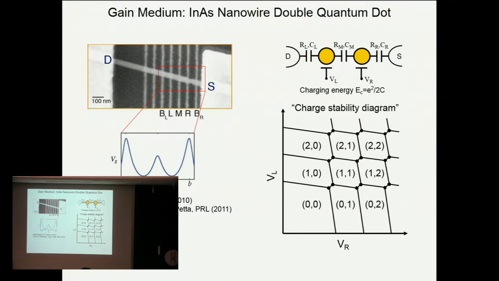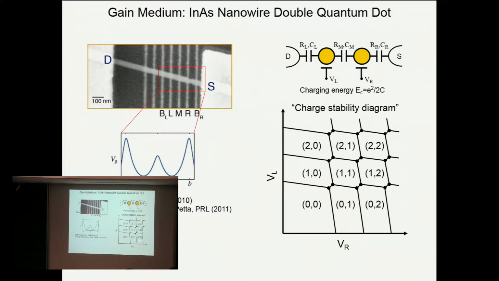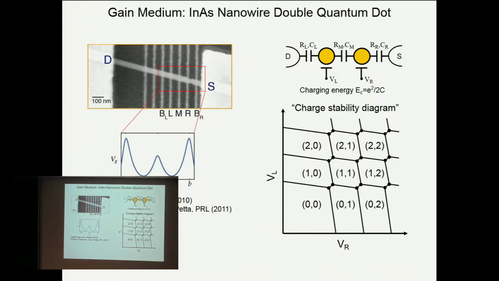And what you can imagine is if we make the right gate voltage more positive, we can pull one electron into the right dot and then a second electron, so on and so forth, and just increase the number of electrons in the right dot. If we change the left gate voltage, that primarily couples to the left dot, and we can add one electron, a second electron, so on and so forth.